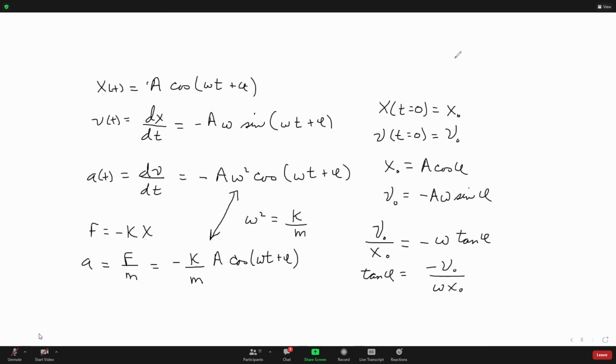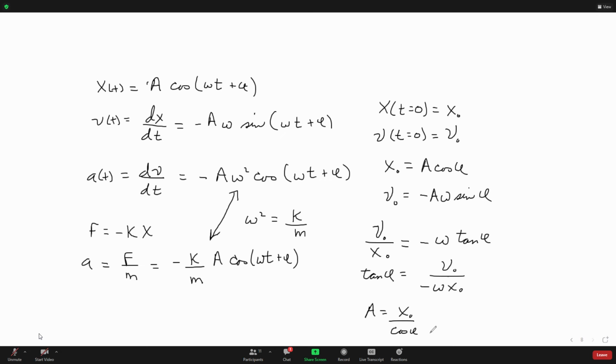Actually, I want to put my minus sign in the right place, because when I take the arctangent, I need to know what quadrant I'm in. Depending upon the value of v0 and x0, I could be in any quadrant. Now, I know what phi is. Now I can calculate A. A is just x0 divided by the cosine of phi.